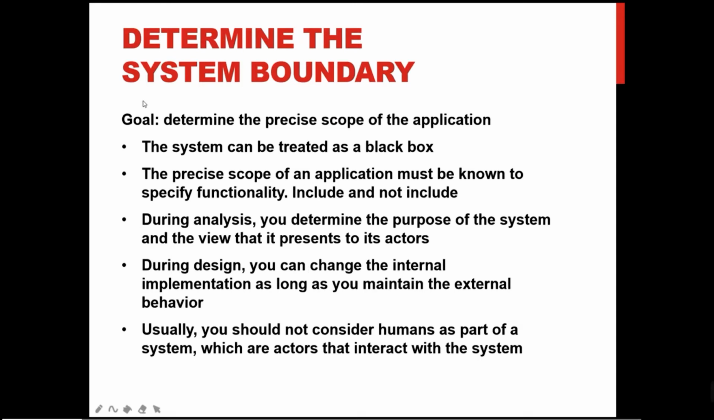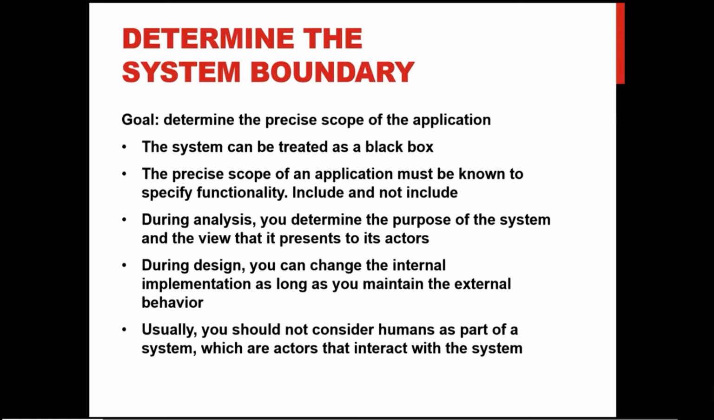So the first is determining the system boundary. The main goal of determining the system boundary is to determine the precise scope of the application. The system can be treated as a black box, and the precise scope of the application must be known. To specify the functionality, we must determine what should be included and what shouldn't be included in the system. And during analysis, you determine the purpose of the system and the view that it presents to its actors.